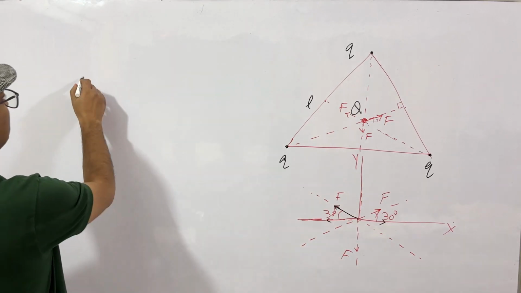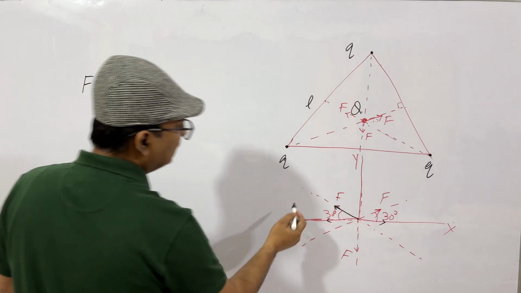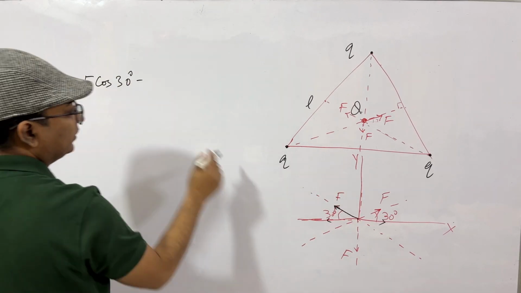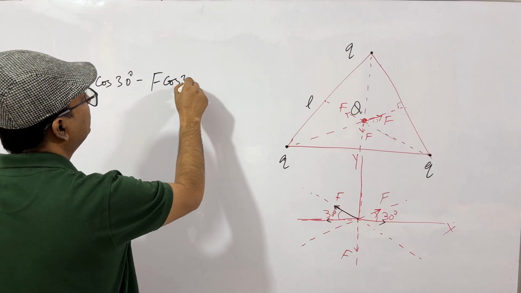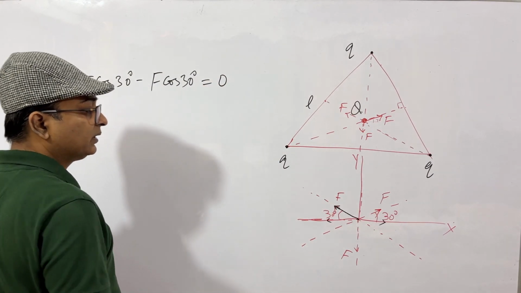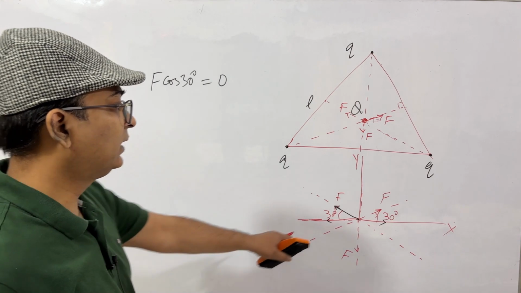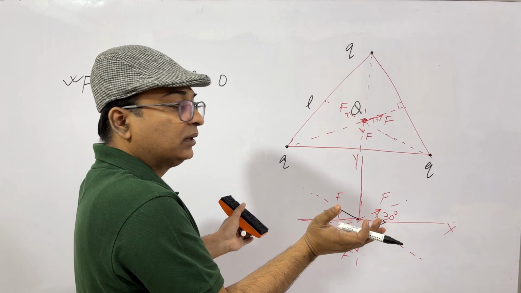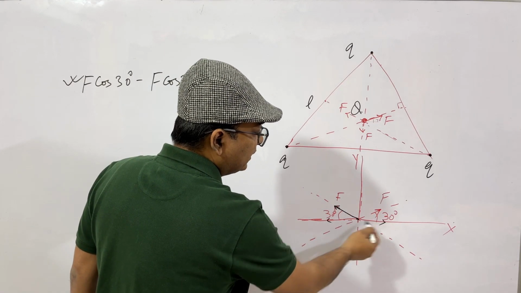So what happens? F cos 30, or you can analyze in any direction, F cos 30 minus F cos 30 is the net force in the x direction. To be in equilibrium, this has to be 0, and this actually satisfies. This minus this becomes 0. Clear? So we don't have any pull towards left or right because the forces in both directions are equal.